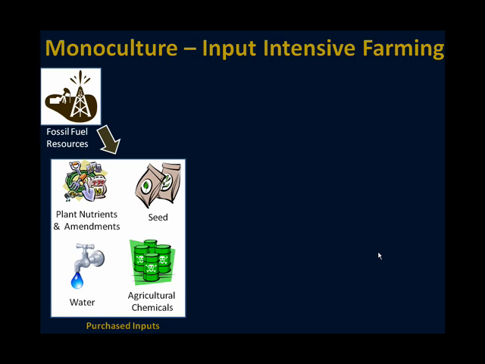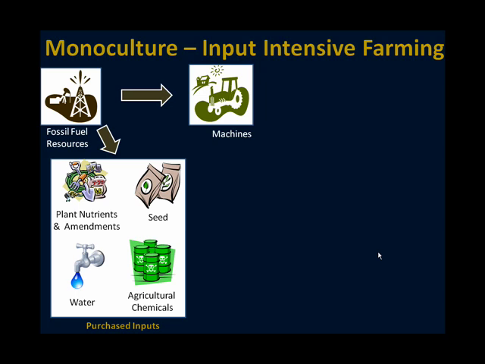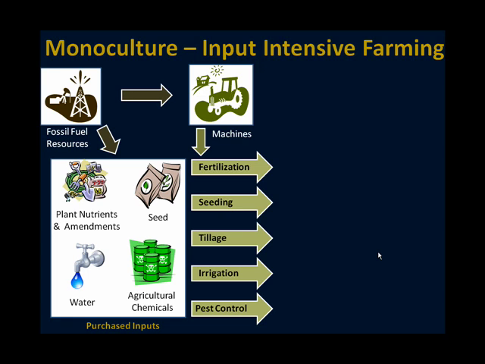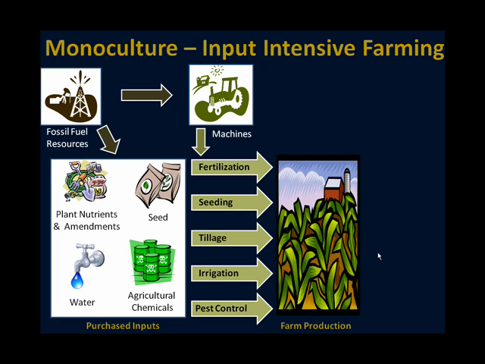Now, additionally, fossil fuel resources obviously are needed to power the machines that we have on these farms, everything from your tractors to combines and other farming equipment. And so these machines are used, for example, for fertilization, seeding, tillage, irrigation, and finally, pest control. And these are all part of the equation that we have in our modern farm production system.